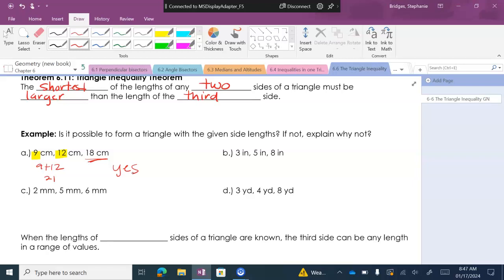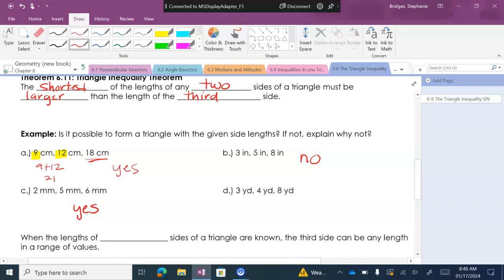What do we think about B? Can those three form a triangle? No. Okay. 3 plus 5 is equal to 8, not greater than 8. So therefore, that cannot make a triangle. What about C? Yes, because 2 plus 5 is bigger than 6.